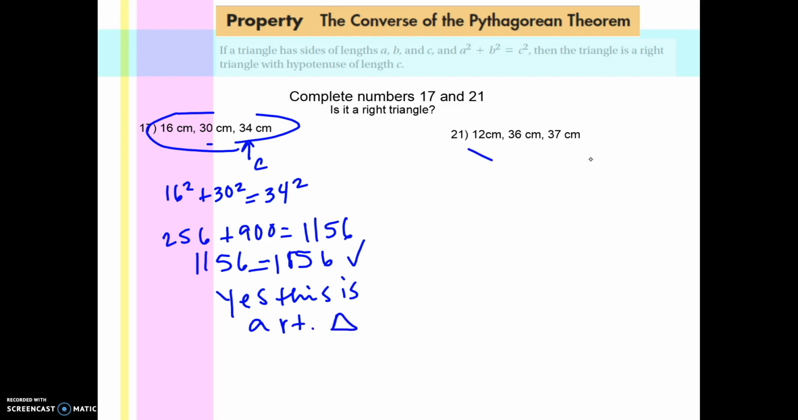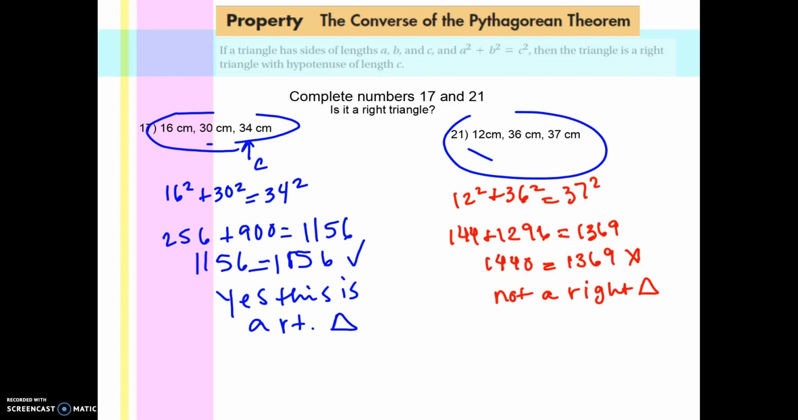Okay, go ahead and try this one over here. So go ahead and check your answer. You'll end up seeing that you get 1,440 equals 1,369. They do not equal each other. So that means that these cannot be the side lengths of a right triangle. So it could be a triangle, but it's not going to be a right triangle because it doesn't work in the Pythagorean theorem.